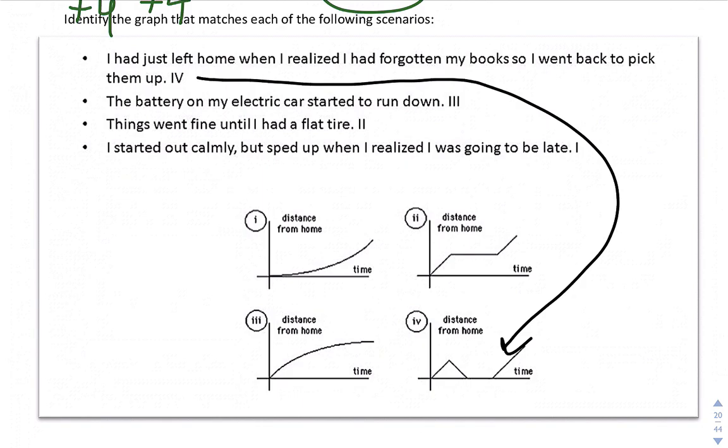Okay, the battery on my electric car started to run down. Okay, we can see that's 3. Things went fine until I had a flat tire. We can see that that's 2. I started out calmly but sped up when I realized I was going to be late.